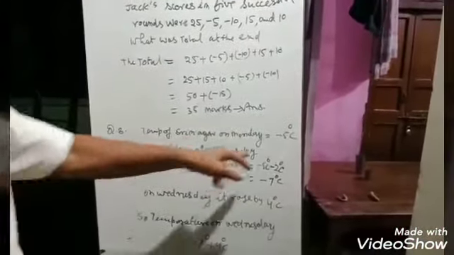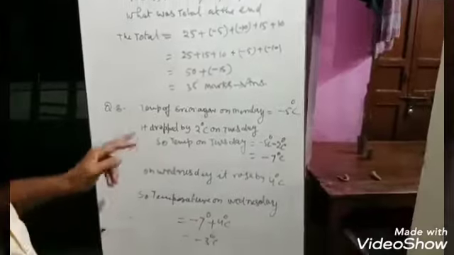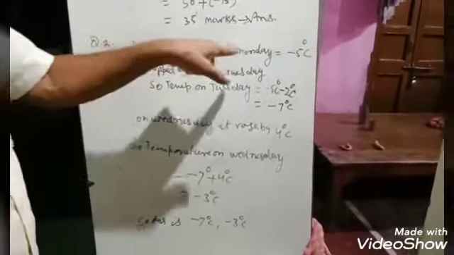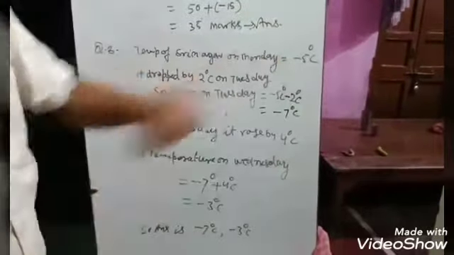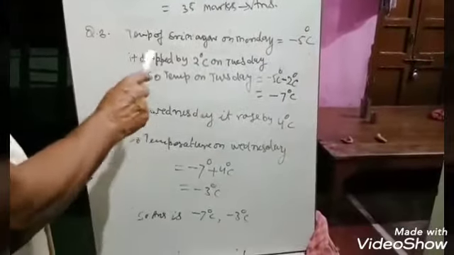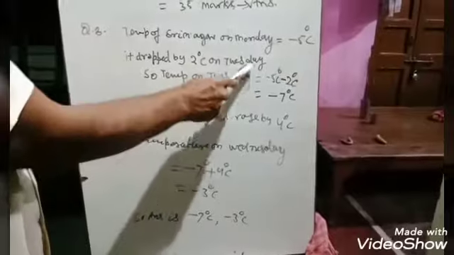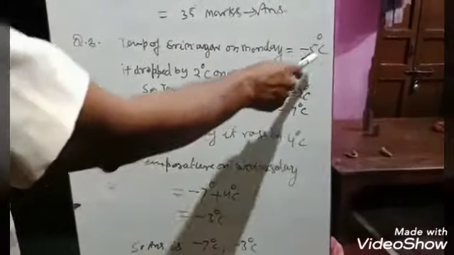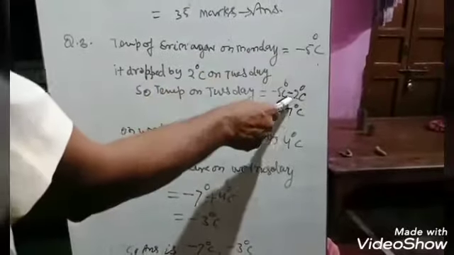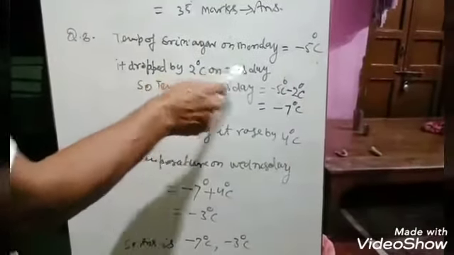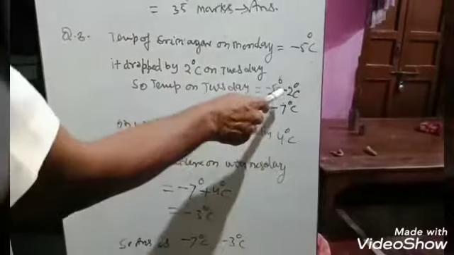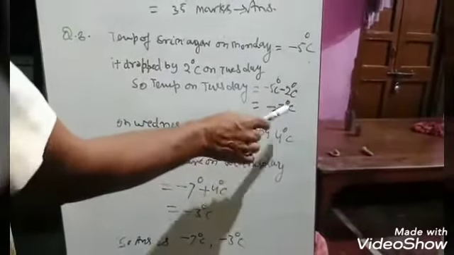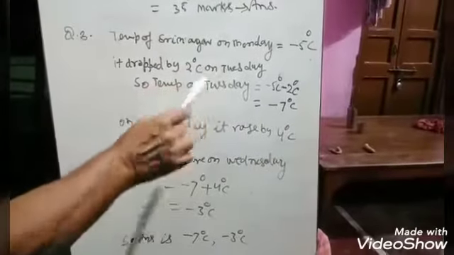Now question number 3: temperature of Srinagar on Monday was -5 degrees centigrade. It dropped by 2 degrees centigrade on Tuesday. So the temperature on Tuesday will be -5 degrees centigrade minus 2 degrees centigrade. So this will give minus 7 degrees centigrade. This is your temperature of Tuesday.